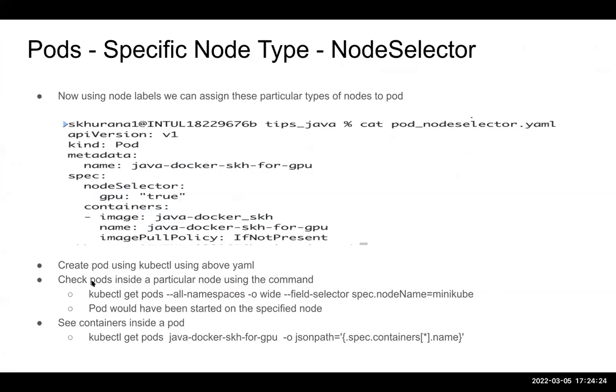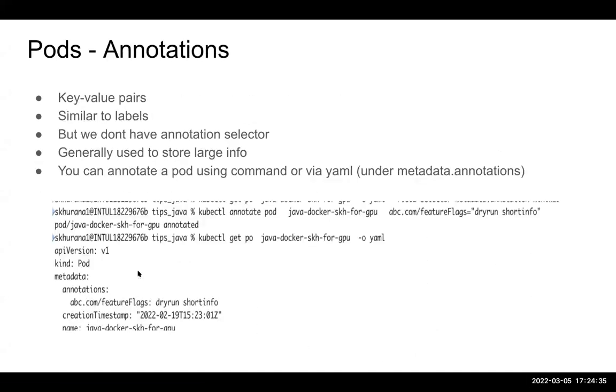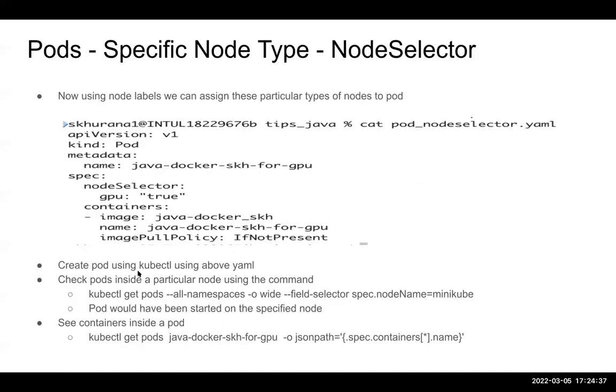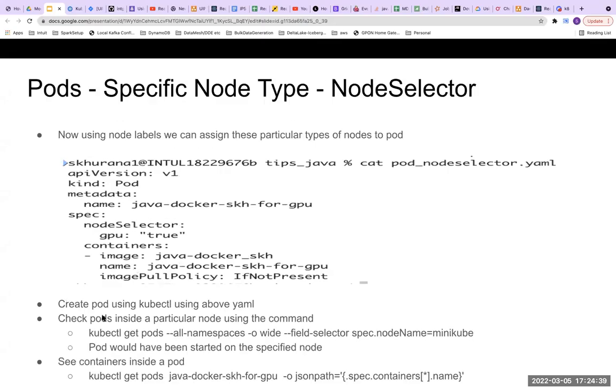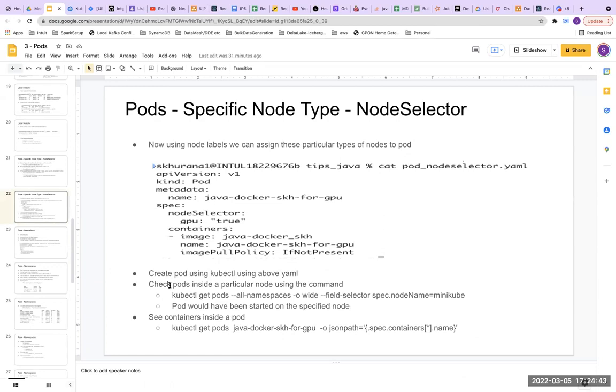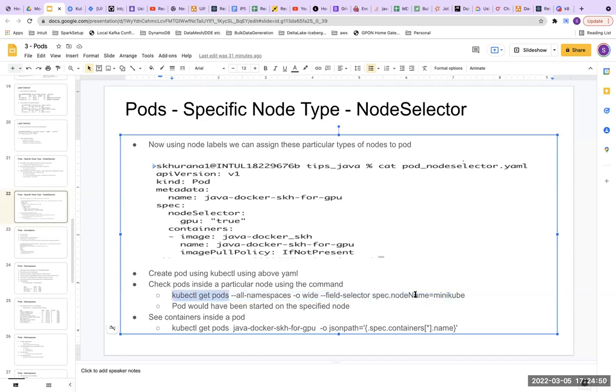This we did. Check pod inside a particular node using this command. So let me copy this command if I can. Okay, I can't. This is annotations. Let me do this. Now I should be able to copy. This is a big command, so I don't want to write it myself. It will tell me the node which I selected. So I will just copy this command.